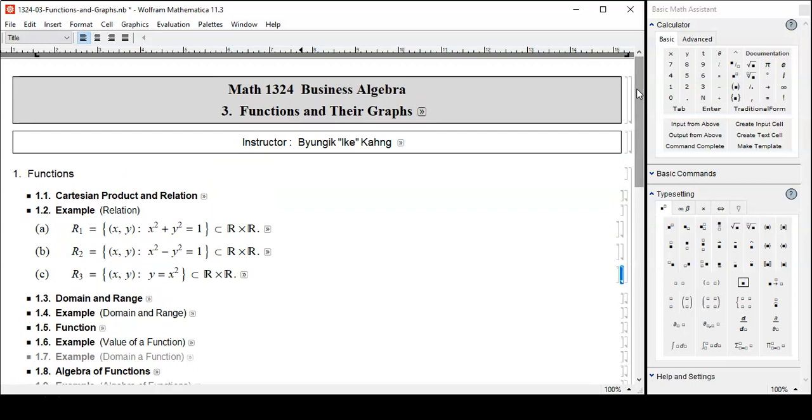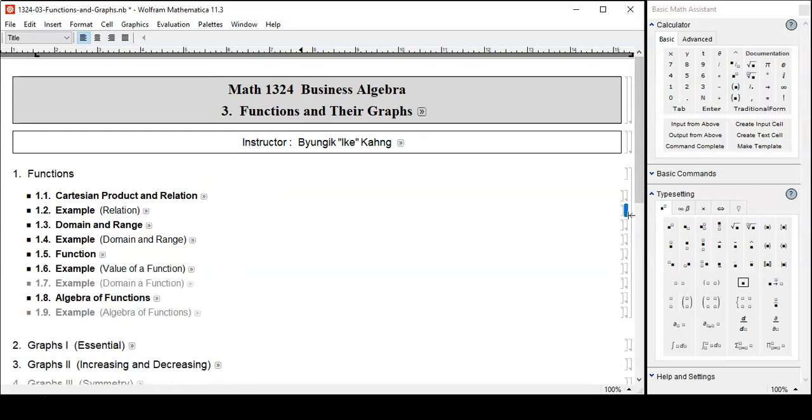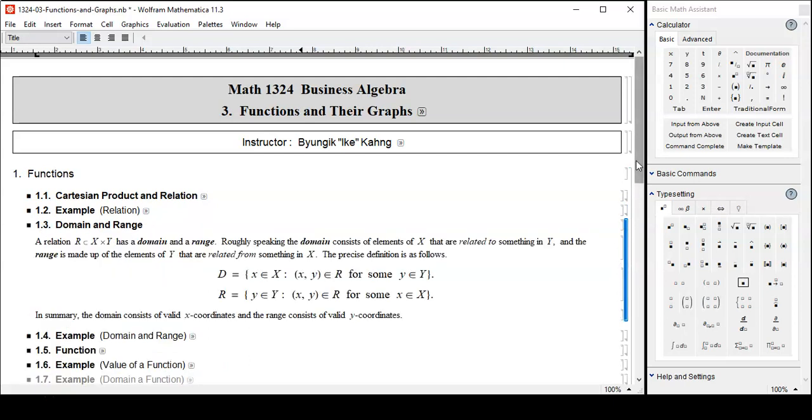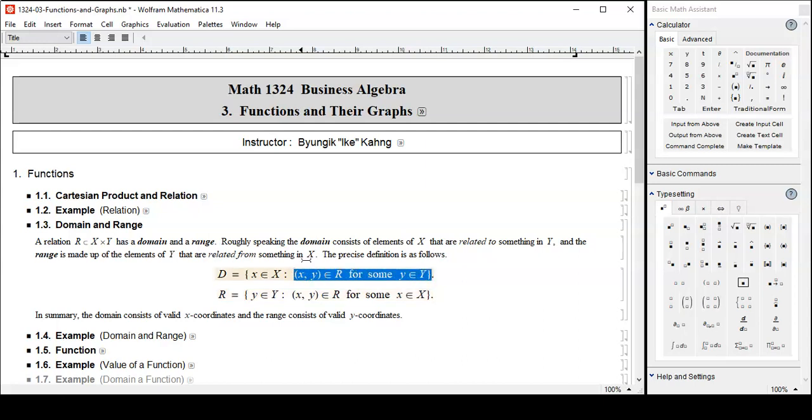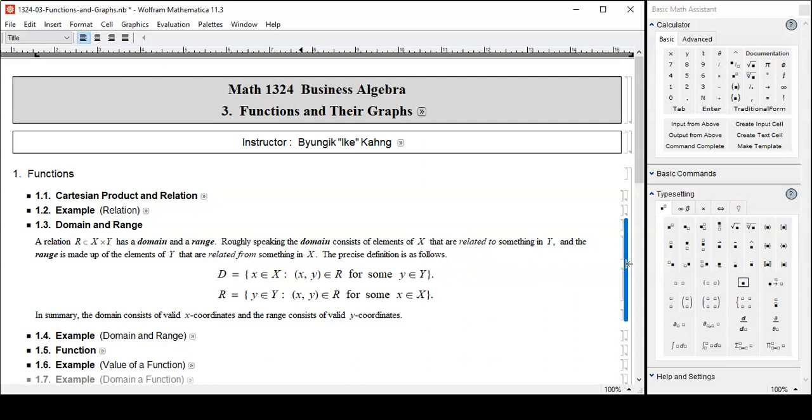Now that we have some relations, let's consider the next concept, domain and range. Basically, the domain is the set of all x values that are related to some y. The range is the set of all y values that are related to some x. Now, if you're not really understanding this logical statement, that's okay. The key idea here is set of all x for domain, set of all y for range.